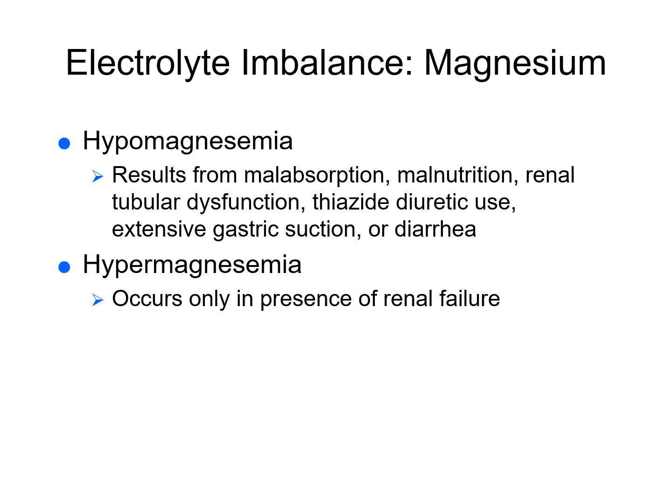Hypomagnesemia, this is low magnesium. It's not hypomagnesium, it's hypomagnesemia. It results with malabsorption or malnutrition or renal tubular dysfunction. Thiazide diuretics can cause this. Extensive gastric suctioning or diarrhea will lose our magnesium. We also can have a positive Chvostek's sign, that's that twitching. Hypocalcemia and hypokalemia go with hypomagnesemia.